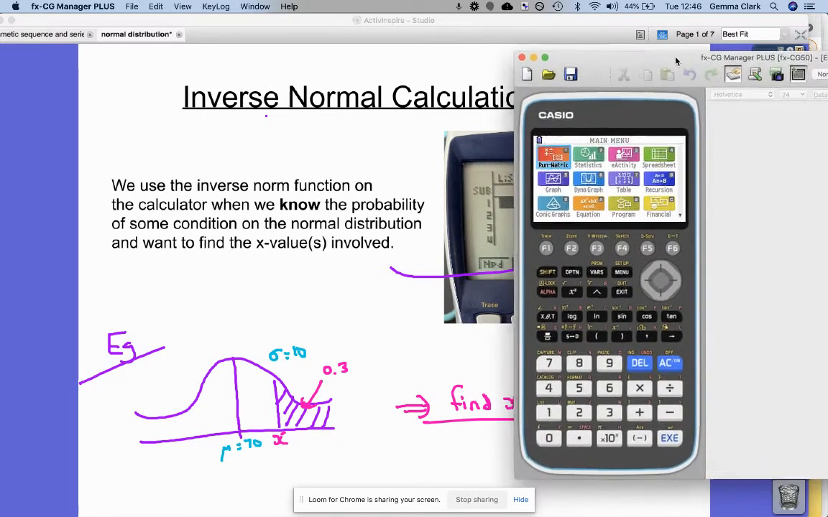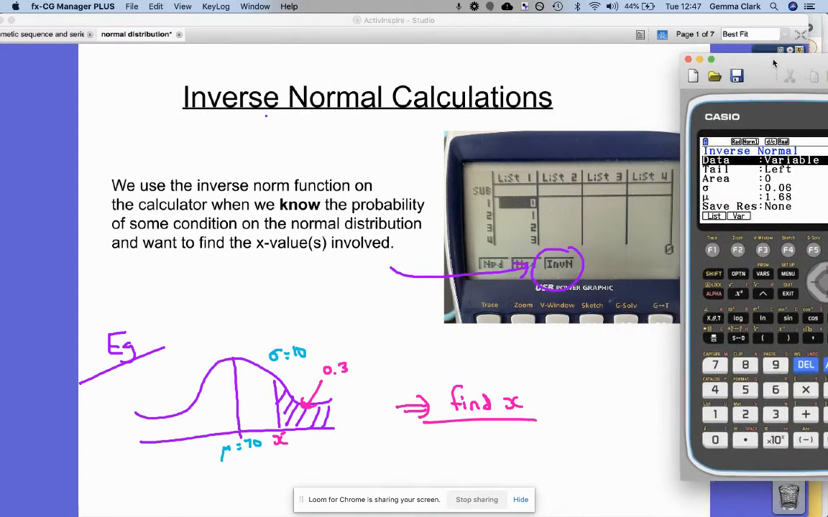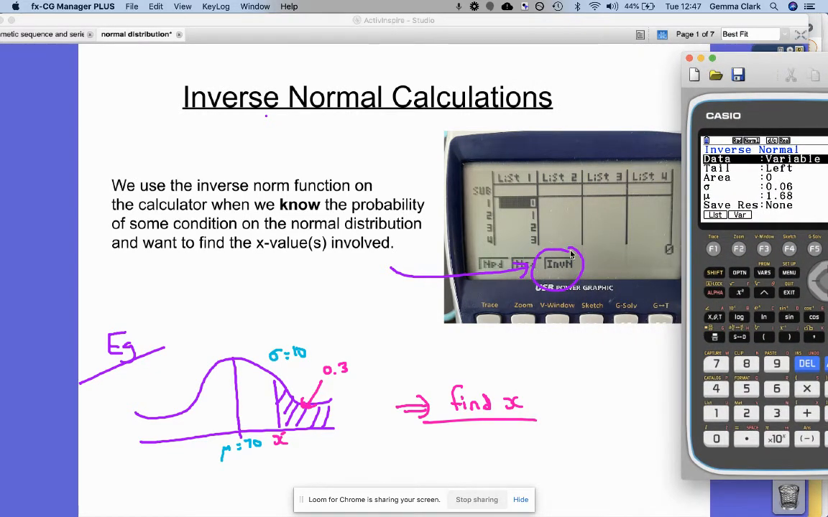Now I've actually got this emulator, it might be a bit easier to show you on here. So if you've got a CASIO calculator, you go to number 2 for statistics, and as I said, F5 for distribution, then norm F1, and then you just go to F3, which does inverse norm calculations. So this is the place that I'm going to be working with. You can see on this calculator here, it's just a picture of my actual physical calculator.